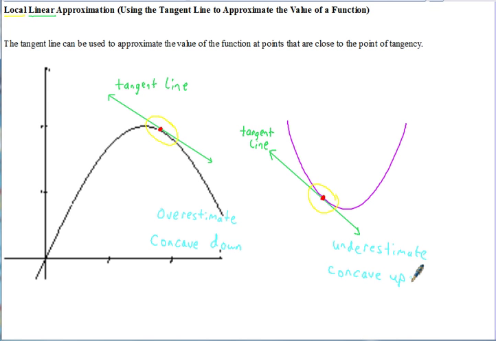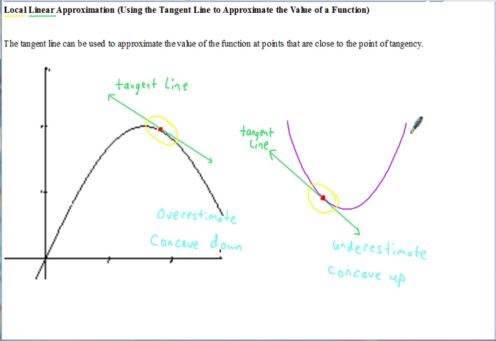And remember, concavity comes from the second derivative. So the second derivative will determine whether the tangent line under or overestimates the actual function. Because notice, no matter where I draw the tangent line here, if it's concave down, the tangent line is always above the graph. And same thing if it's concave up, no matter where I draw the tangent line, it's always below the graph.